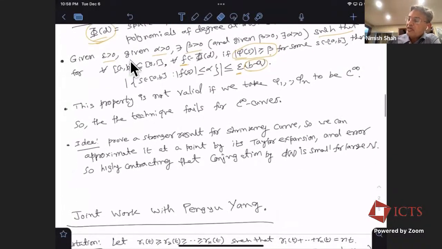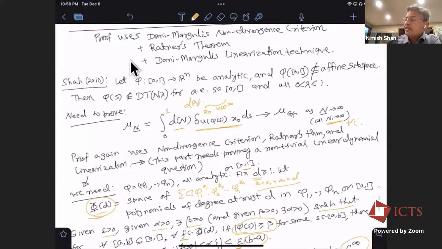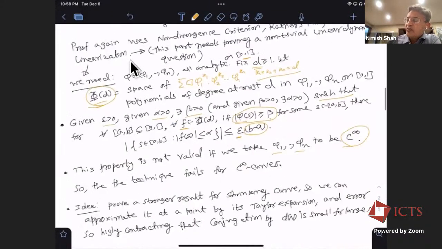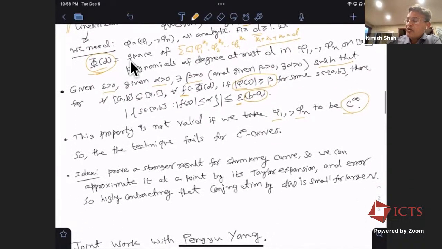The problem is that this property is not valid if we take all these coordinates to be C infinity. Because we could not do it for C infinity functions, we couldn't prove this theorem for C infinity curves. That was a big drawback in this technique. Without this we also cannot do the non-divergence technique, since both of them require this kind of growth property. For polynomial functions, this is very natural: if you take any polynomials of degree n, this is true.